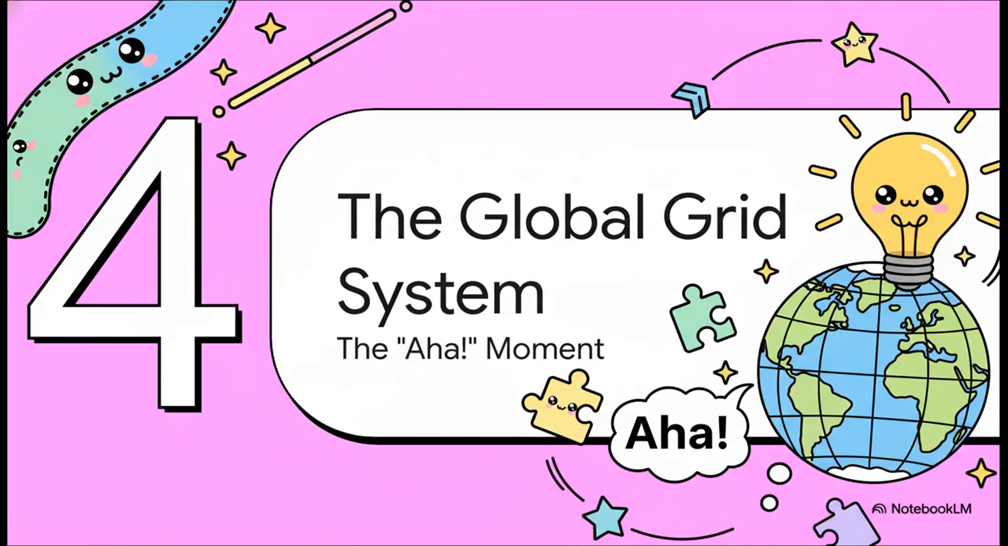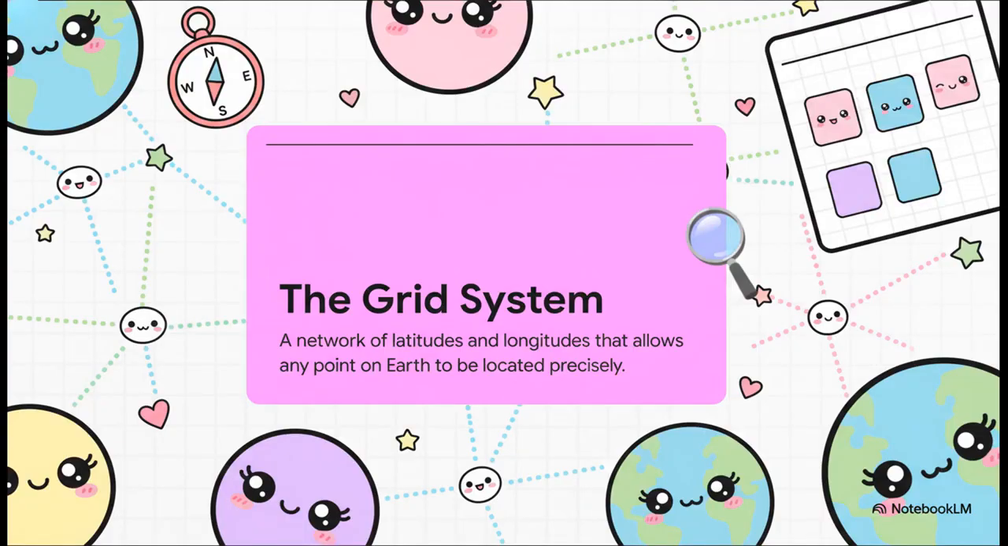Okay, so now we have both pieces of the puzzle. We have our north-south lines, latitude, and our east-west lines, longitude. So what happens when we put them together? Well, this is it. This is the aha moment where it all just clicks. When you lay those latitude lines over the longitude lines, you get this, a grid, a beautiful, perfect network of intersecting lines covering the entire planet.